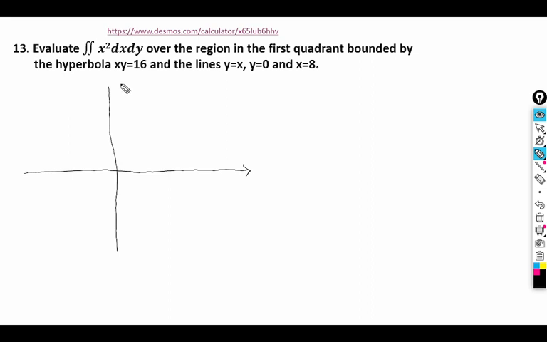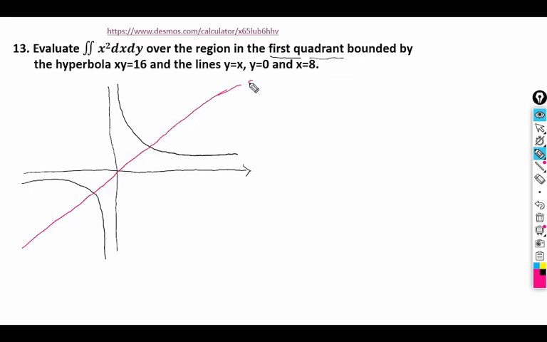Xy equal to 16 is an oblique hyperbola, which looks like this. There is another branch in the third quadrant. Actually, no need to draw this branch in the third quadrant, because we are given the region is in the first quadrant only. So that is the reason. Next, we can draw x equal to y. So I'll draw x equal to y here. This is the line x equal to y. The first curve we drew here is xy equal to 16. Now we have y equal to 0. Y equal to 0 is obviously the x-axis, is it?